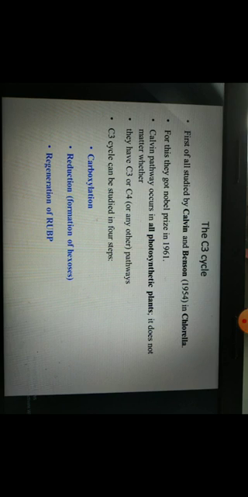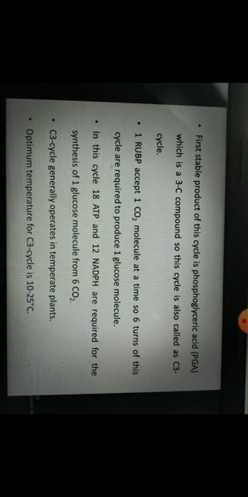This Calvin cycle or Calvin pathway occurs in all photosynthetic plants. It is also known as the C3 cycle, and it can be studied in different steps. The first step is carboxylation, where carbon dioxide is reduced, it is fixed. Second is reduction, formation of sugars, and the third is regeneration of RuBP. So here the first stable product of this cycle is PGA, known as phosphoglyceric acid, actually 3-phosphoglyceric acid.